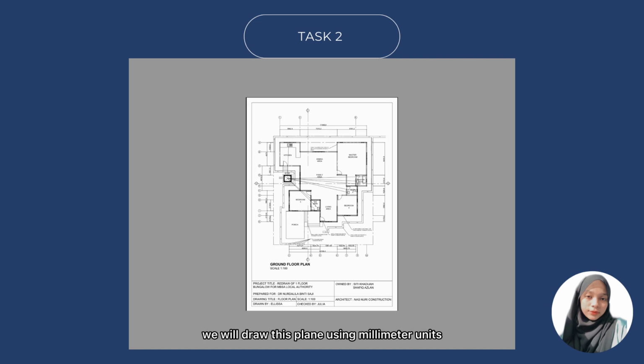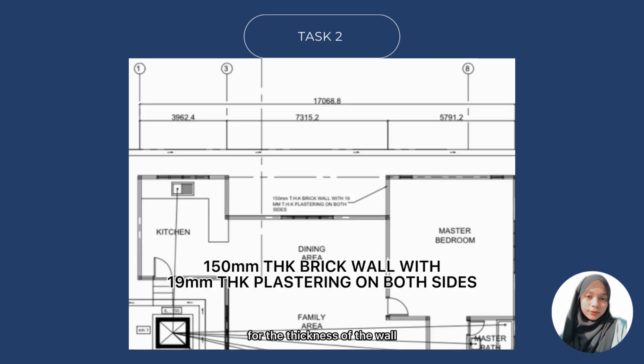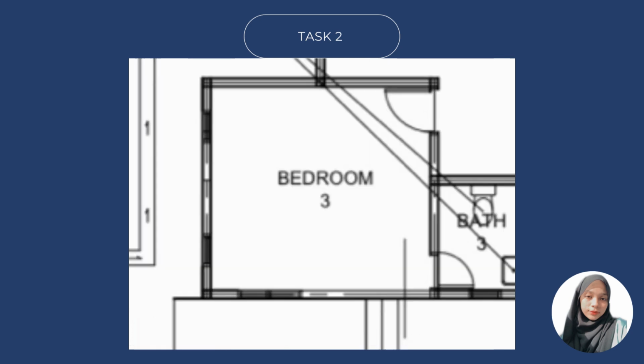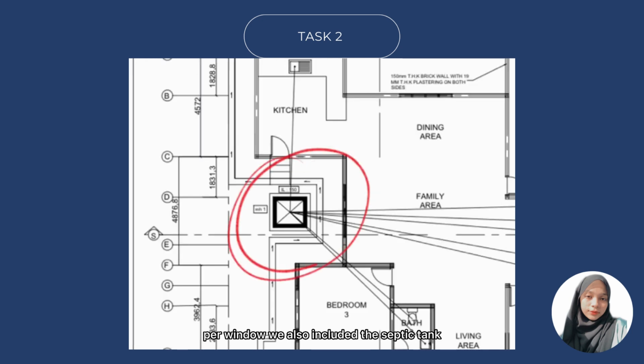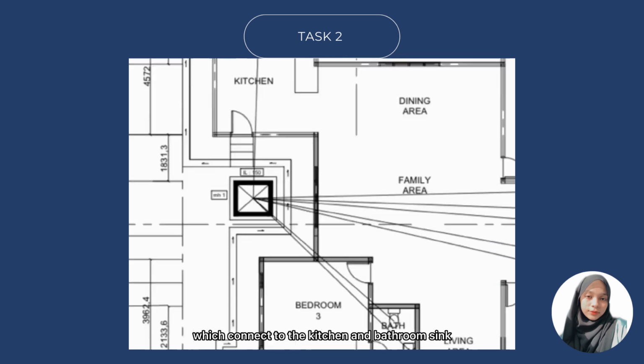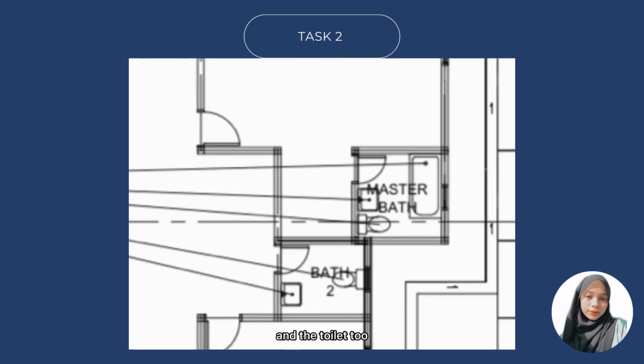We redraw this plan using millimeter units. So now let me describe the details of the plan. For the thickness of the wall, we use the general dimension, which is 150 millimeters. The size of the door is 900 millimeters. The size of the window is 600 millimeters per window. We also included the septic tank, which connects to the kitchen and bathroom sinks and the toilet too.